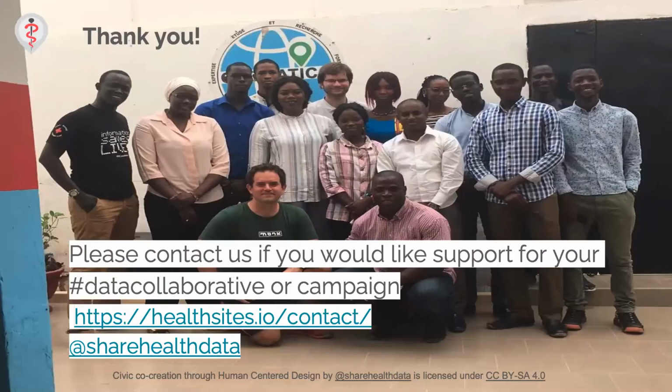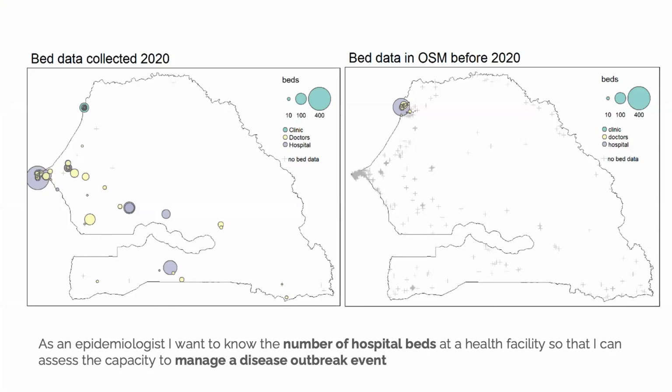So here's an example now done by our colleagues in AfriMapper who have presented the bed data that we collected this year. So you can see on the right-hand side is what the bed count was in health facilities throughout Senegal prior to 2020. That purple circle in St. Louis was the extent of it essentially. And then following the data collection, now we have a good definition of the bed data available.